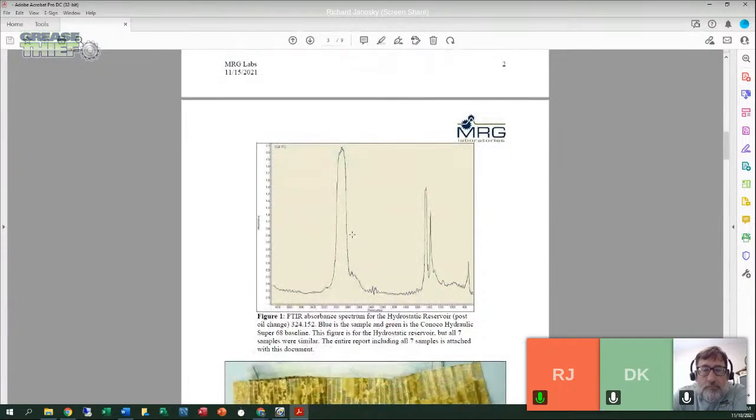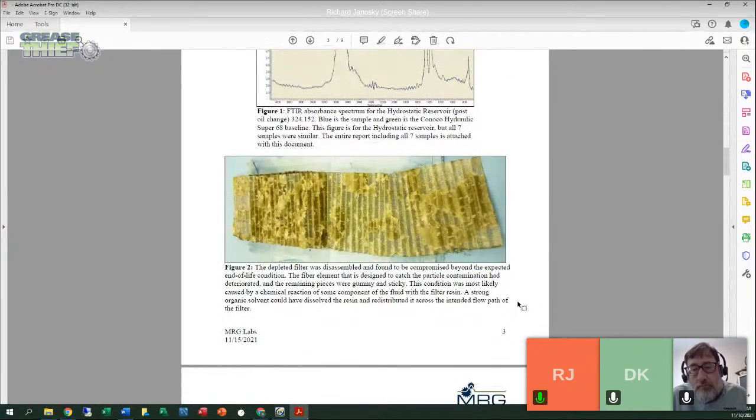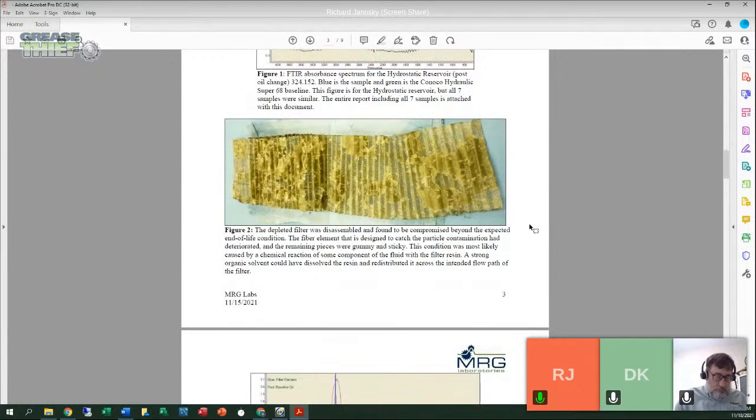Next, we have our FTIR analysis. Here we can see that the spectra are overlaid and we're seeing a good match, a good confirmation of the 2 spectra. We're not seeing any unique peaks or anything like that, so we know that there wasn't any kind of contamination or change in the oil while it was in service. And then we've got that picture we saw on the PowerPoint, where the filter was falling apart due to that solvent getting on the fibers and causing the resin to move and reposition itself elsewhere in the filter to clog.